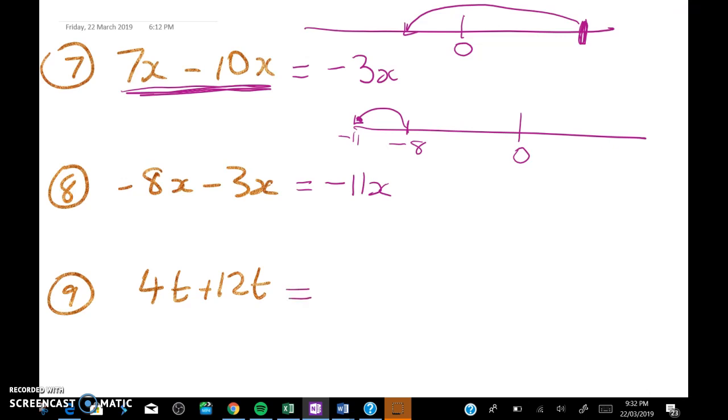The last one's easier, 4t plus 16t. So I'm always checking that I've got like terms, right? I've got the same letters, 4t plus 16t. So I get, sorry, plus 12t, I get 20t. Right, they're going to get a little bit harder now.